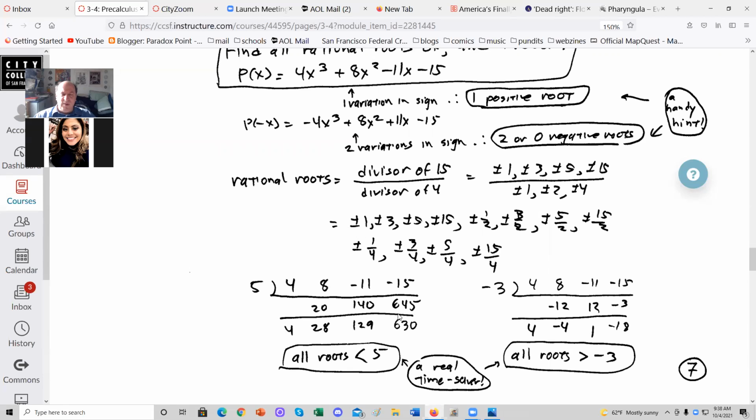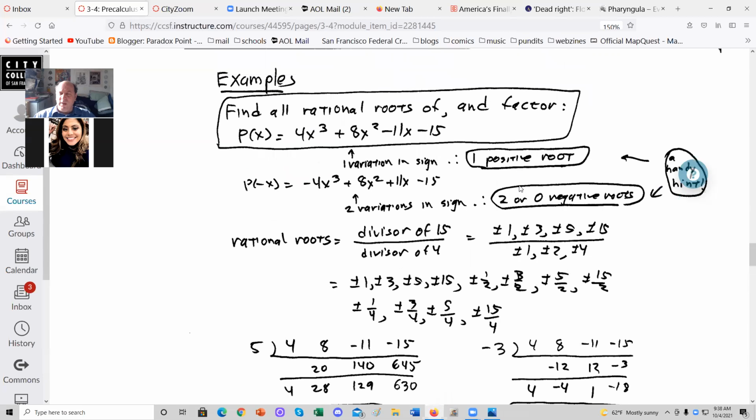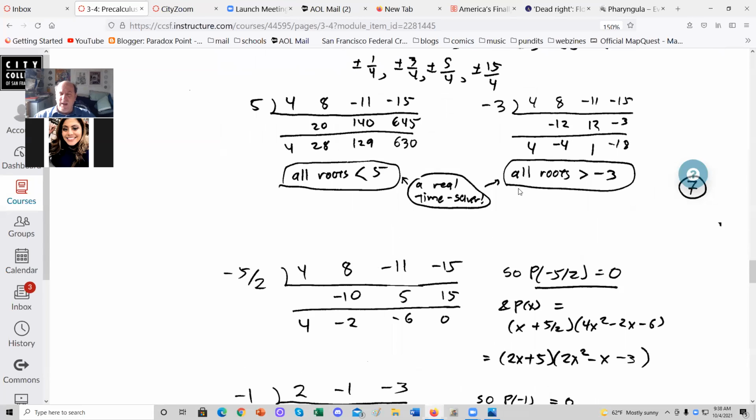These are all positive, so all the roots are less than 5. Try negative 3. Down comes 4, times negative 3 is negative 12, plus 8 is negative 4, times negative 3 is 12, plus negative 11 is 1, times negative 3 is negative 3, plus negative 15 is negative 18. The signs alternate, so all the roots are greater than negative 3. So we now know that the roots are between negative 3 and 5. There's only 1 positive root, and there are 2 or 0 negative roots. Again, time savers, handy hints.